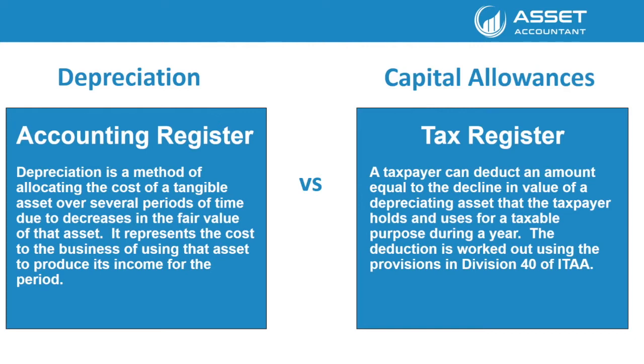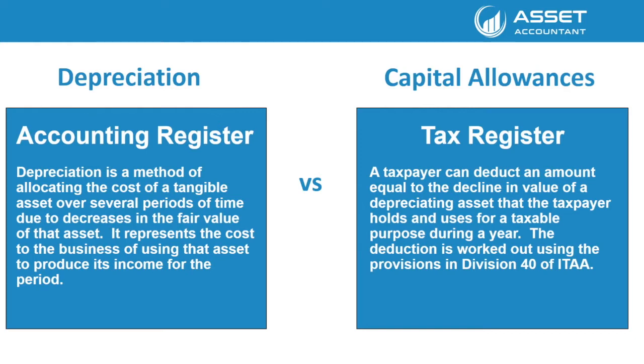So a little bit of background. An accounting register: depreciation is a method of allocating the cost of a tangible asset over several periods of time due to the decreases in the fair value of that asset. It represents the cost to the business of using that asset to produce its income for the period.